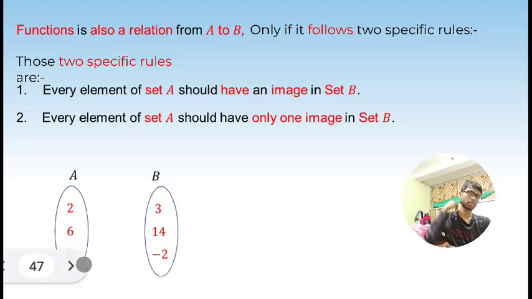In this set we have 2, 6, 8. So what is happening here? You can see all of these have only one image. This 2 is only one time, this 6 is only one time, this 8 is only one time. These are inputs and this would be output. The output can appear many times, but the input should appear only one time.